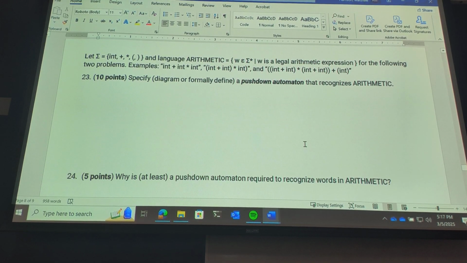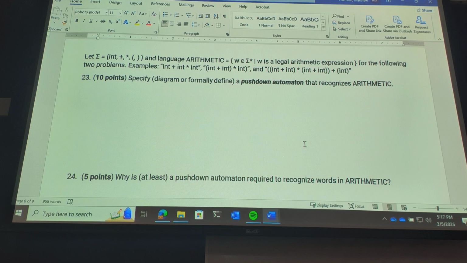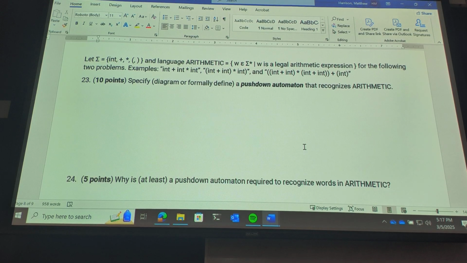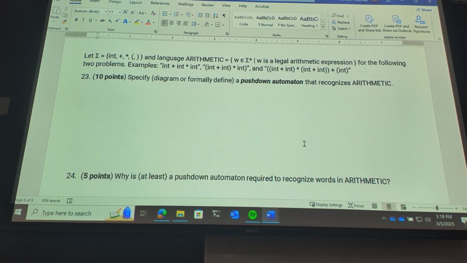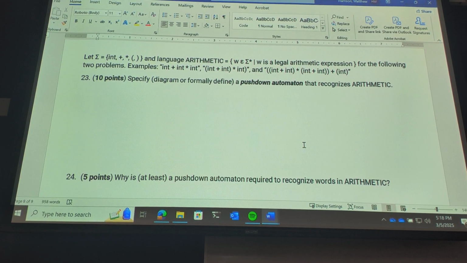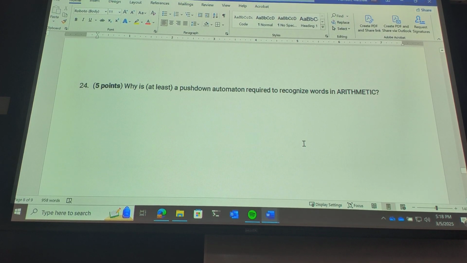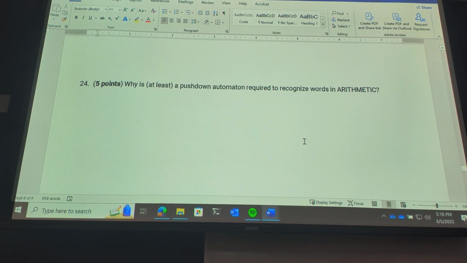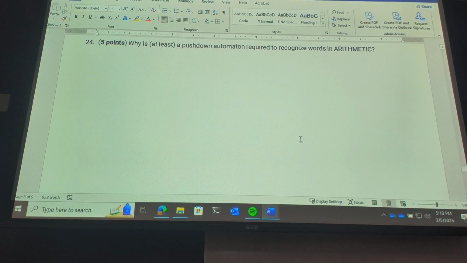23, there is your language, arithmetic. Word is an element of sigma star, where word is a legal arithmetic expression for the following two problems. There are some examples. Diagram a PDA of that. We're going to do an in-class exercise of more PDAs to help you probably on Monday before we take the exam. So a little more practice structured in class to give you something to work on. Then number 24, tell me why at least a push-down automaton is required to recognize words in arithmetic. In other words, explain the same thing we did with linear grammars versus right regular and left regular. The operations in the middle. And we're stopping there, because that gets into Turing machines. That's the test.